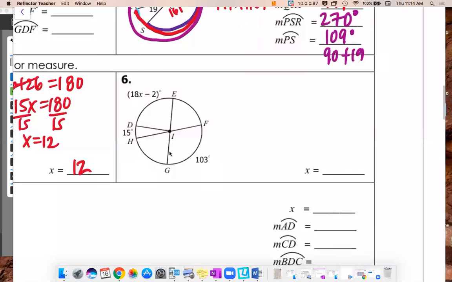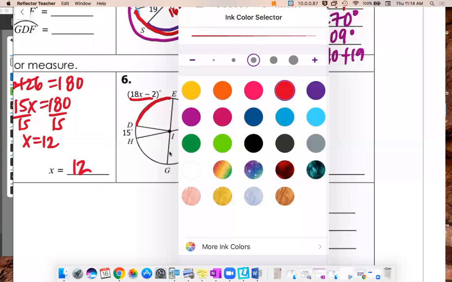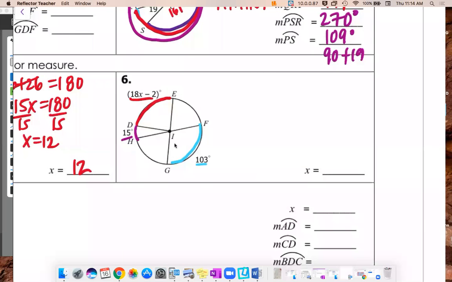Okay, and this one they also want us to find x. So let's see what they've given us. They gave us that this arc is 8x minus 2. They've given us this arc is 15, and then they've given us that this whole arc is 103. So first thing you want to look for is a relationship. So I know that this line and this line, those chords are the ones that create these two arcs. So those are technically vertical angles. That means this whole angle is equal to this whole angle. So if that's true, then that means these arcs need to be equal. So you're going to set up your equation to be 8x minus 2 plus 15 should equal 103. And then you're just going to solve. So this becomes 8x plus 13 equals 103.